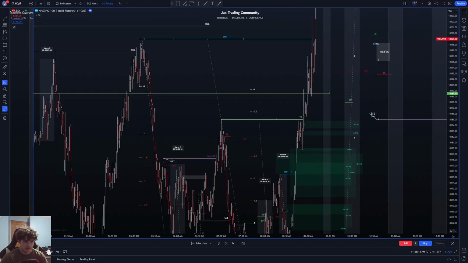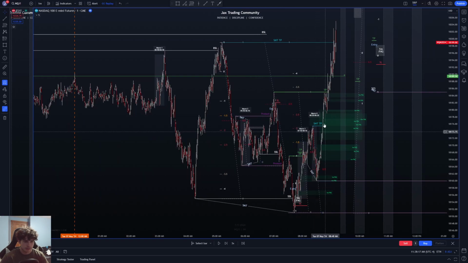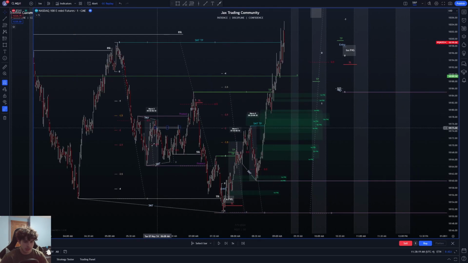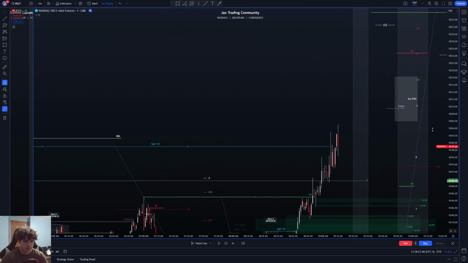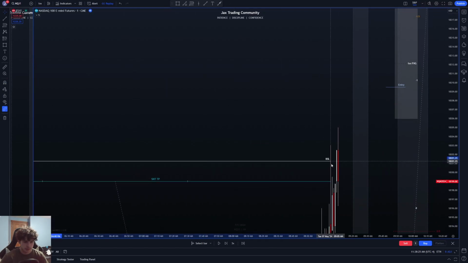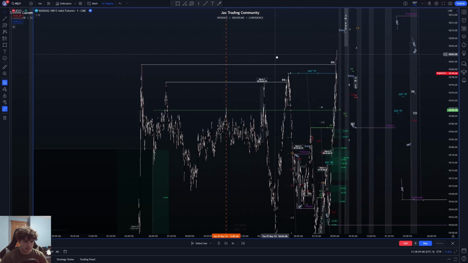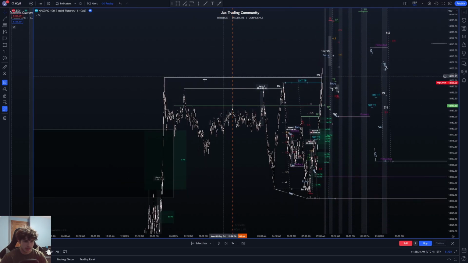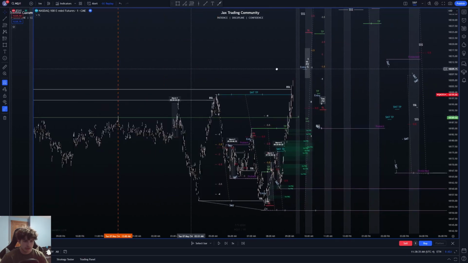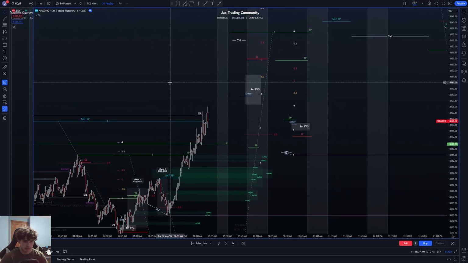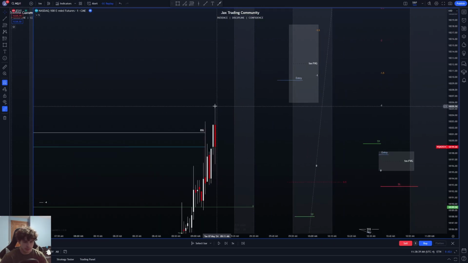So now this move right here, this is a complete, models inside of models, but this is all just one big model, right? And then we have buy side right here. That also gets taken out. So since that buy side got taken out, that is this entire model complete. So now I would have no bias. You could either see higher, you could see lower.